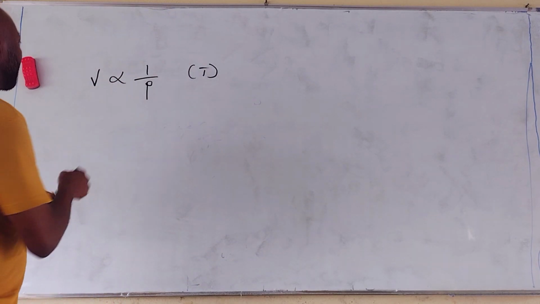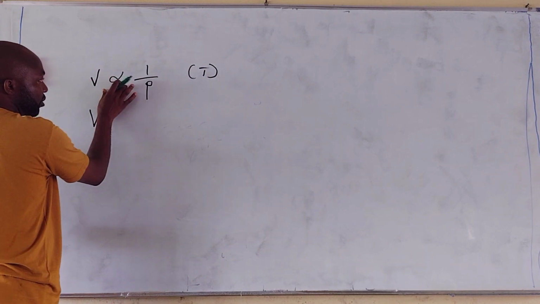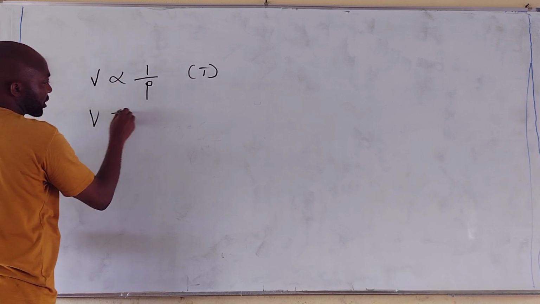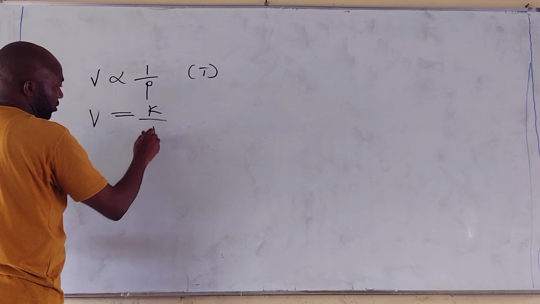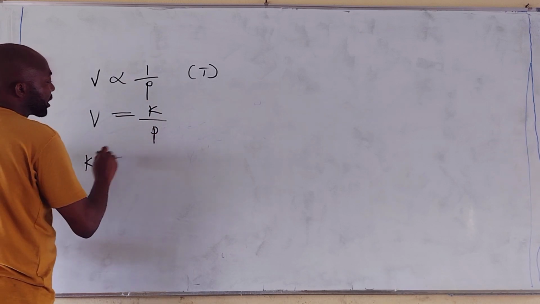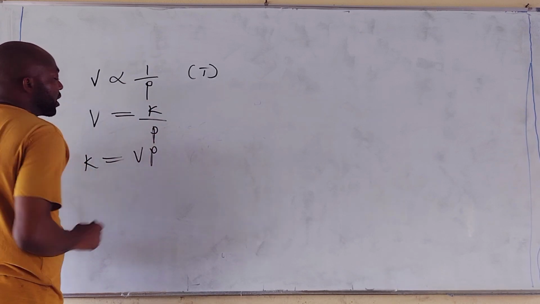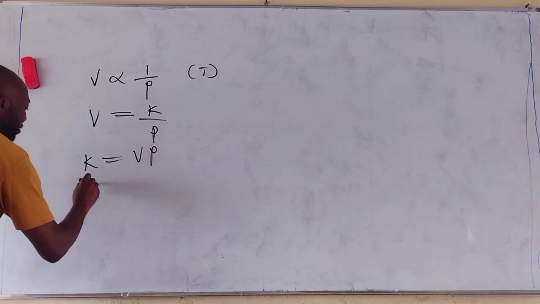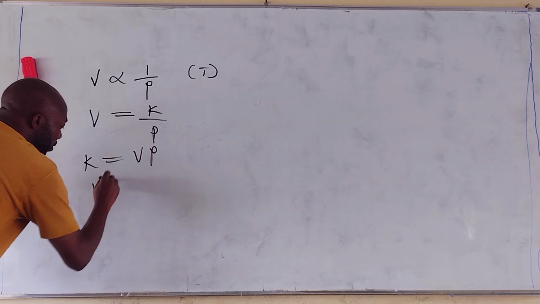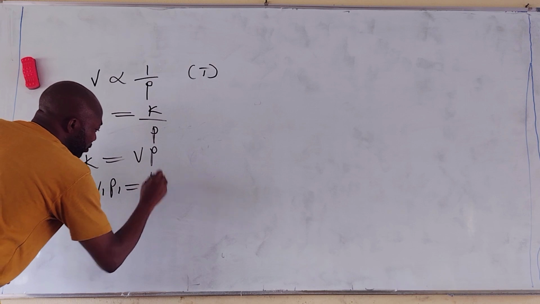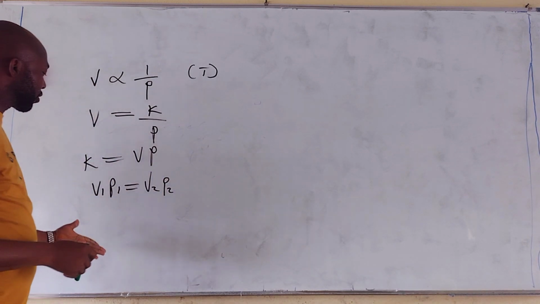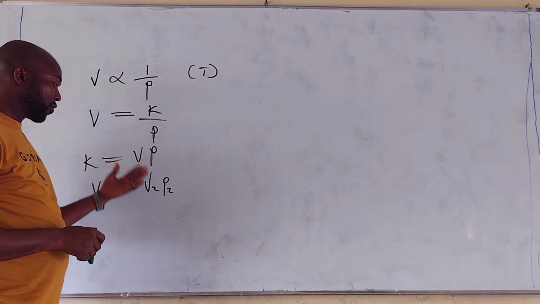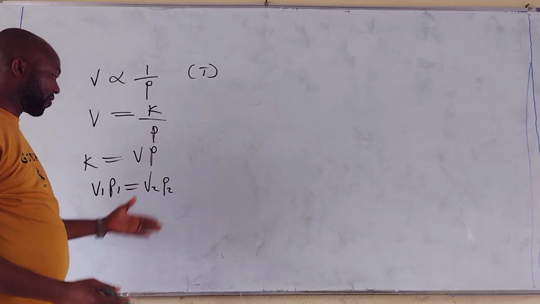So from here, we have our volume, we change this proportional sign to an equality sign, and we bring in a mathematical constant K, which is over P. So our constant is equal to VP. Therefore, we say V1P1 is equal to what? V2P2, where V1 is the initial volume, P1 the initial pressure, V2 the final volume, and P2 the final pressure.